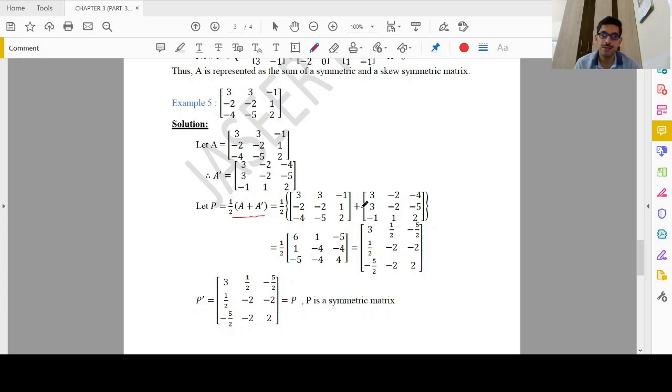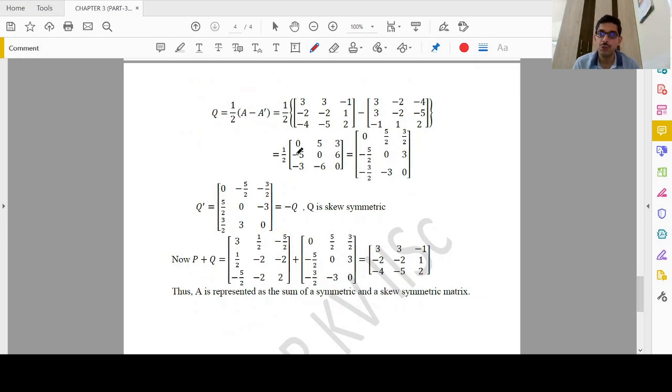So half of A plus the transpose. When we add both, we'll be getting this matrix. This is P. And we can easily verify that P dash equals P. So P is a symmetric matrix. Now to get Q, Q is equal to half of (A minus A dash). So that will come as 0, 5 by 2, 3 by 2, and so on. So now you can verify that Q dash equals minus Q. So Q is skew symmetric. Once you get P and Q, the only thing left to be verified is whether P plus Q is A or not. So when we add P and Q, this is actually the given matrix A. So P plus Q will come as A.